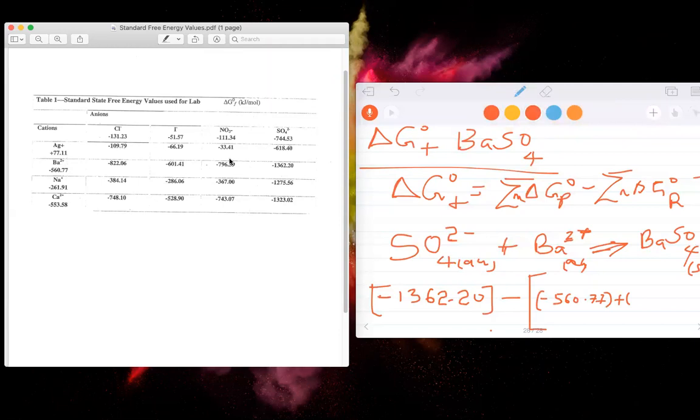Plus, for sulfate ion, this is by itself. Negative 744.53. And that is my product. So let me back up again. For barium sulfate, you have to see where the ions intersect to form the solid. It's right there. This is the product.